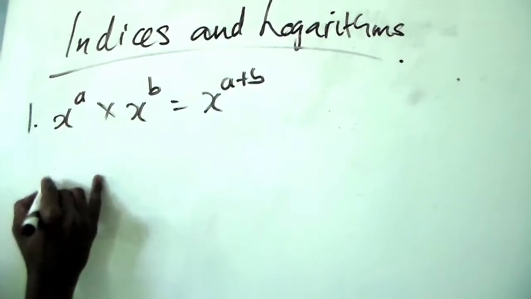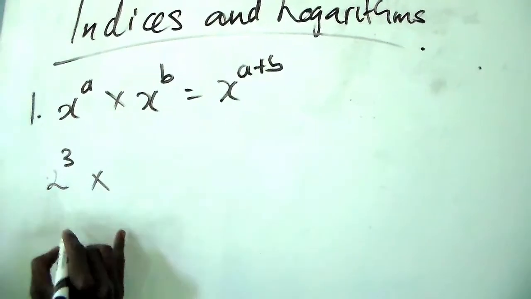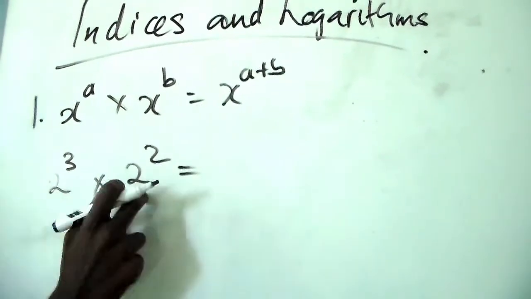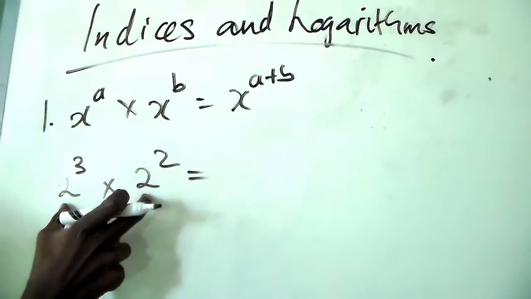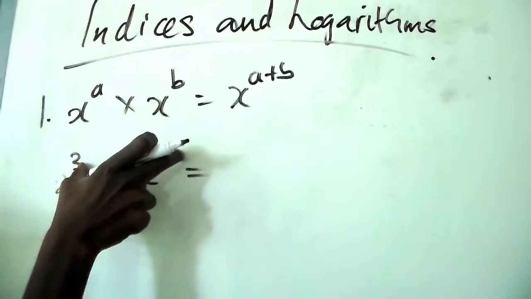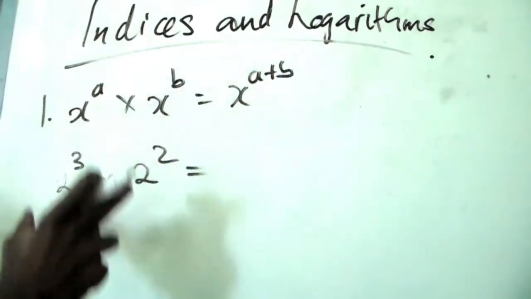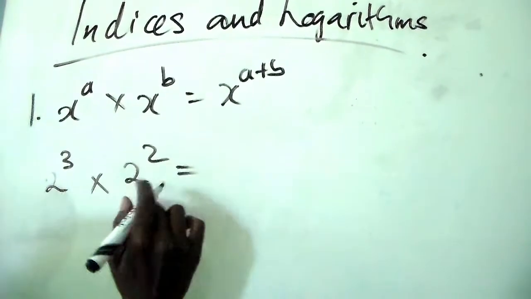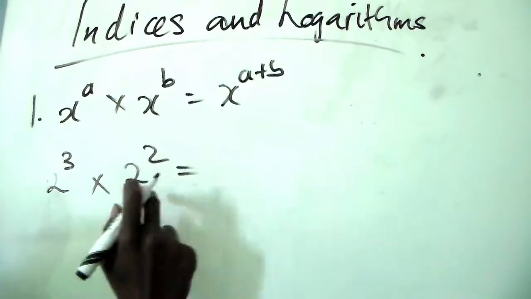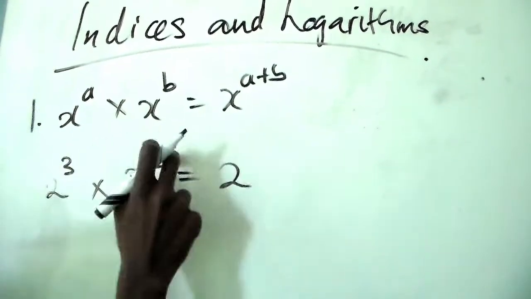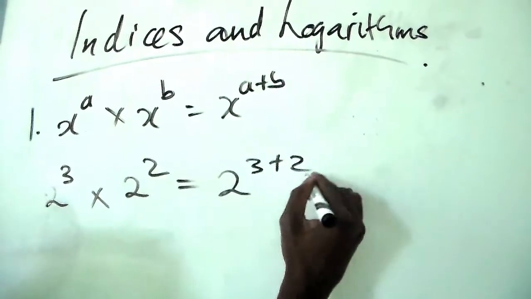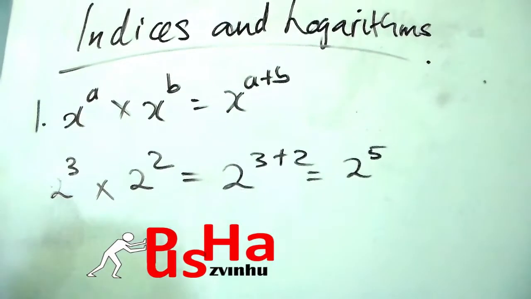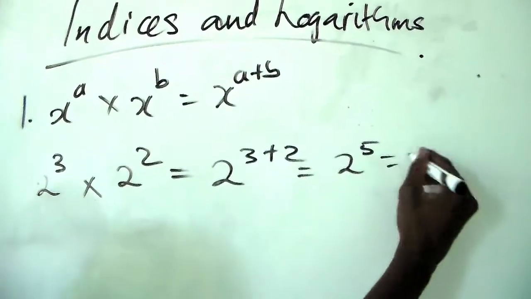For example, we have 2 to the power 3 multiplied by 2 to the power 2. They both have the same base, which is base 2. So we are going to use this first law to solve this. We have the same base, which is x, or in this case 2. Then we add the powers, which is 3 plus 2, so we get 2 to the power 5. Then if we solve it further, we will get 32.